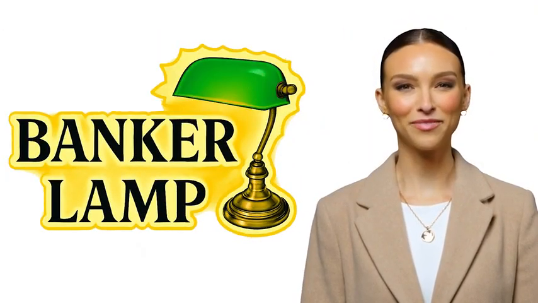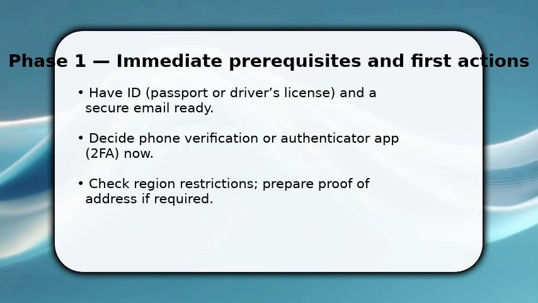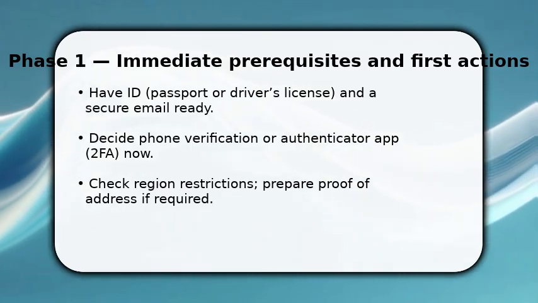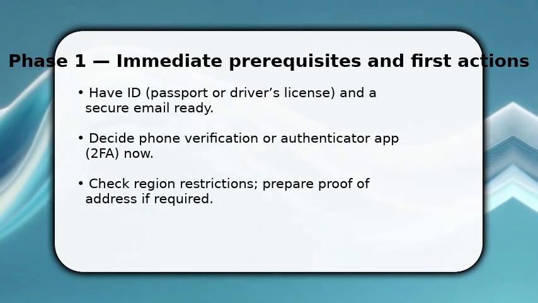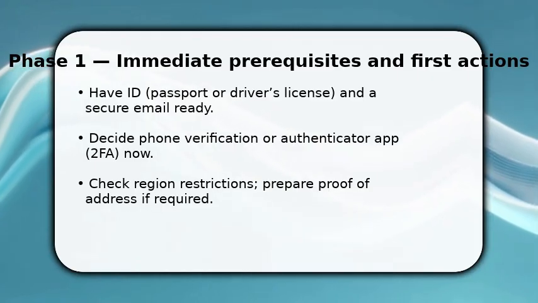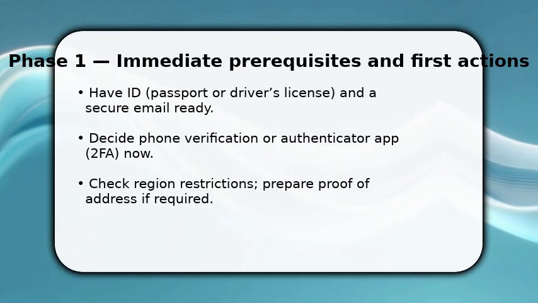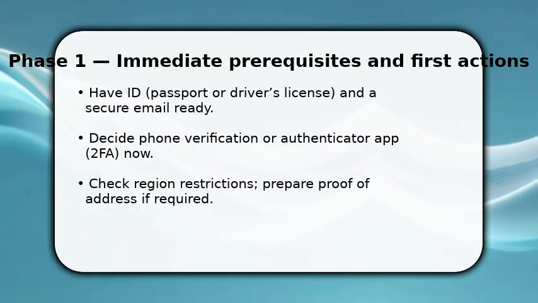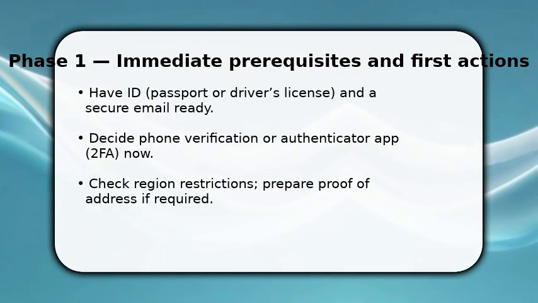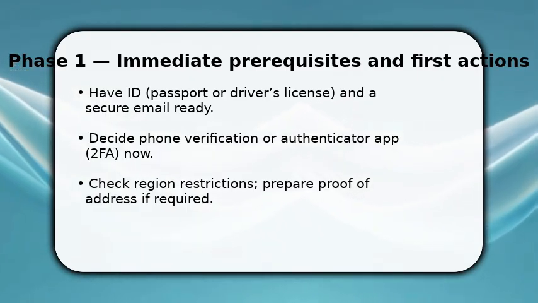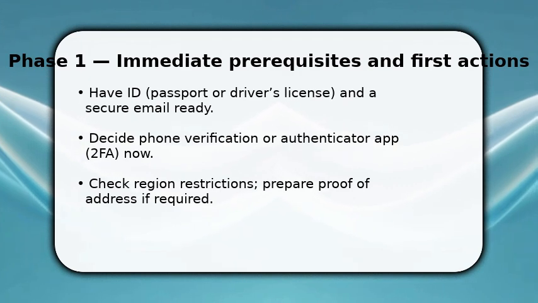Please enjoy the video. You begin by gathering essentials: a government ID and a secure email. This speeds verification. Once ready, go to Binance and tap Register. Choose email or phone, then enter details accurately. Use a strong password, long, unique, and not reused. This prevents account takeover. Make sure to enable two-factor authentication right away because it adds a second lock on your funds. If your country has limits, prepare proof of address before starting ID verification to avoid delays.